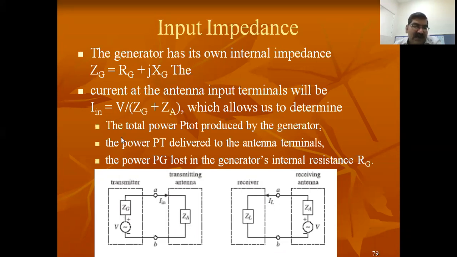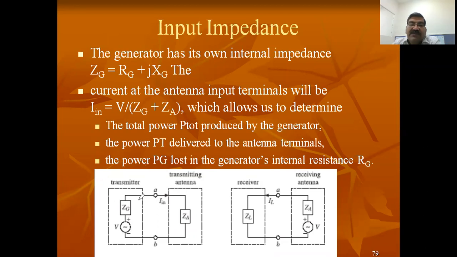So this is the analysis part we are going through step by step. The total power is denoted by P total, produced by the generator, and the power PT is delivered to the antenna. Here you just have to understand the difference between these two powers. P total is the power produced by the generator, and PT is the power delivered to the antenna.